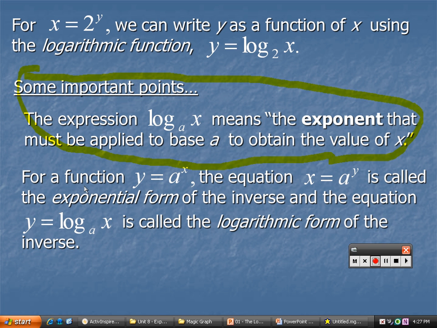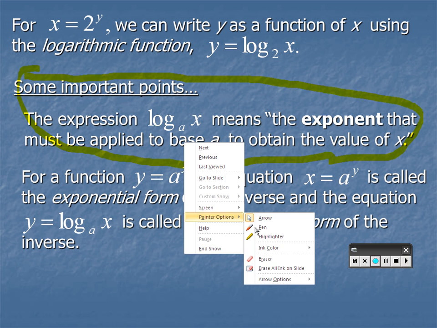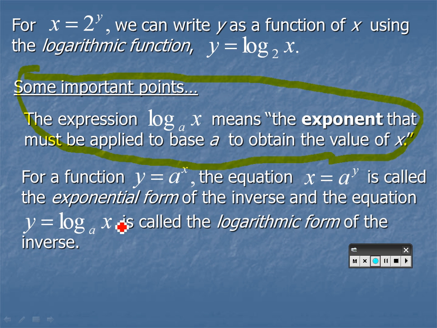So for a function y equals a to the x, the equation x equals a to the y is called the exponential form of the inverse, and the equation y equals log base a of x is called the logarithmic form. So you can write this equation the same way. You can write it as x equals a to the y, or you can write it as y equals log base a of x. Those two things mean exactly the same thing. So let me just hook those two things up. These two things right there mean exactly the same.